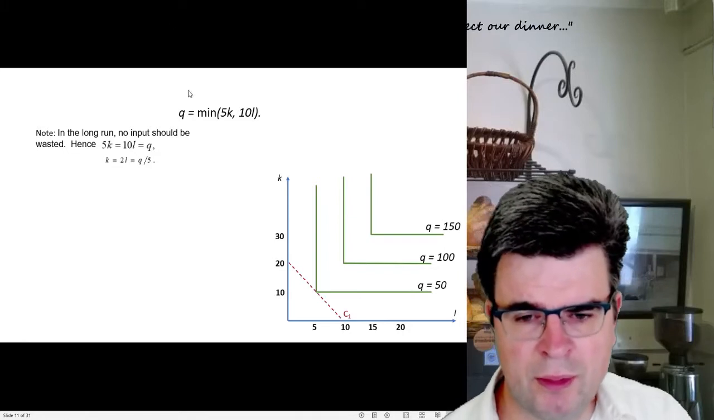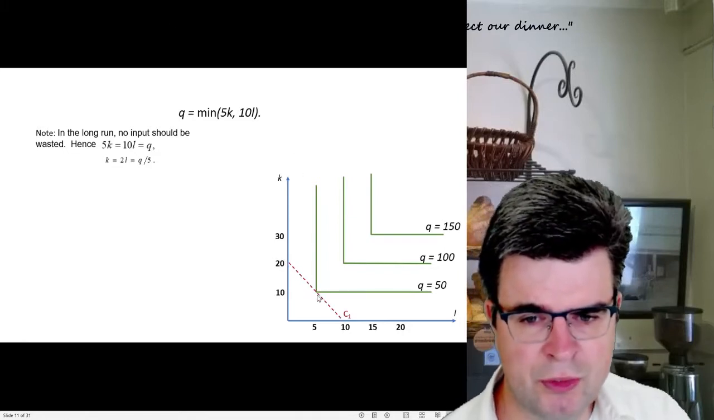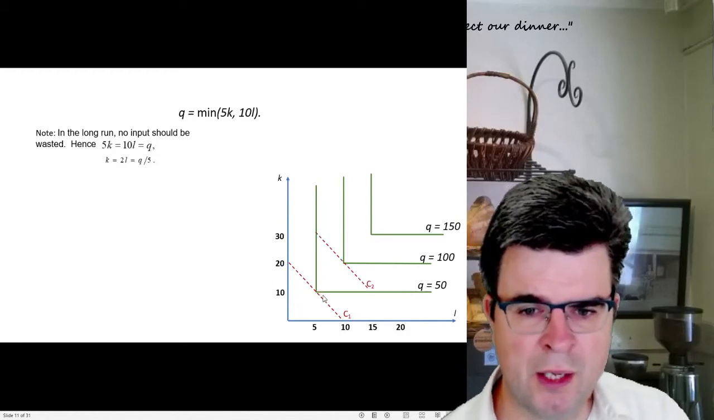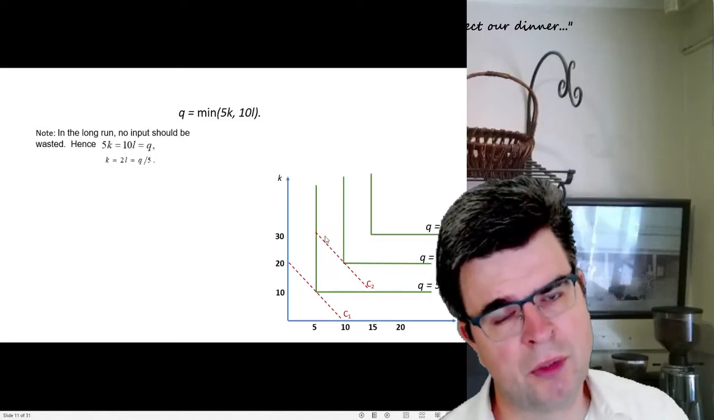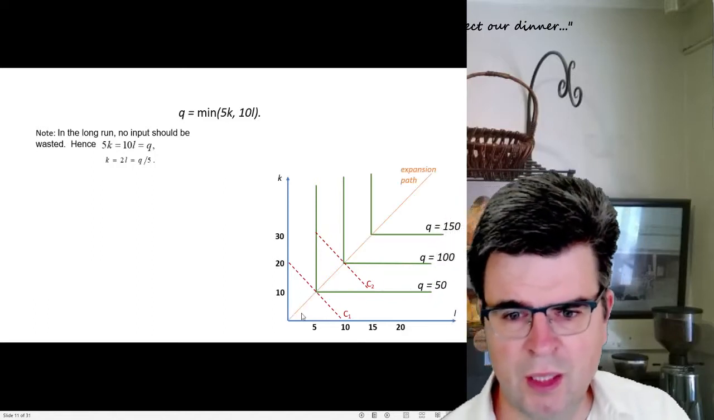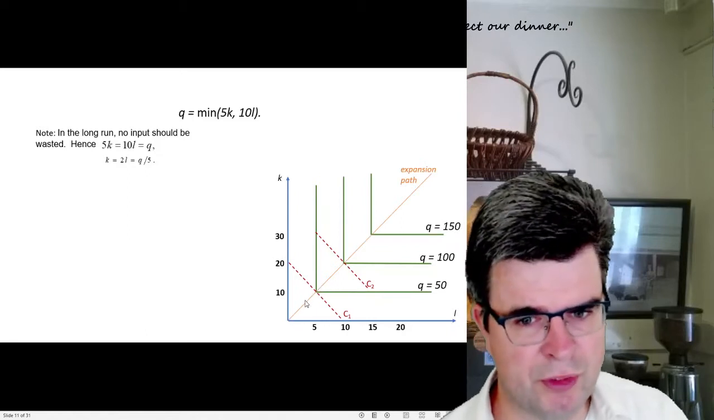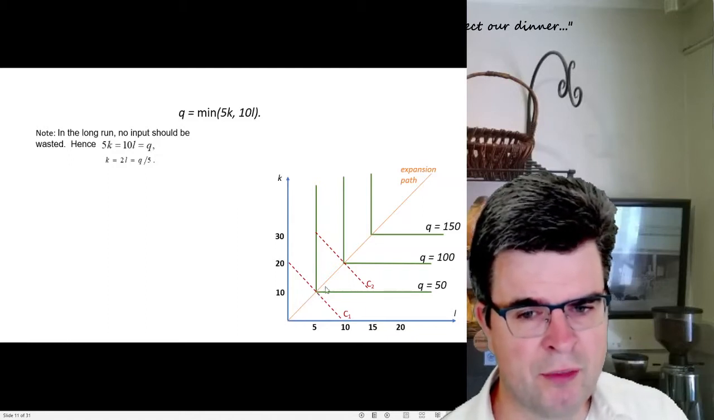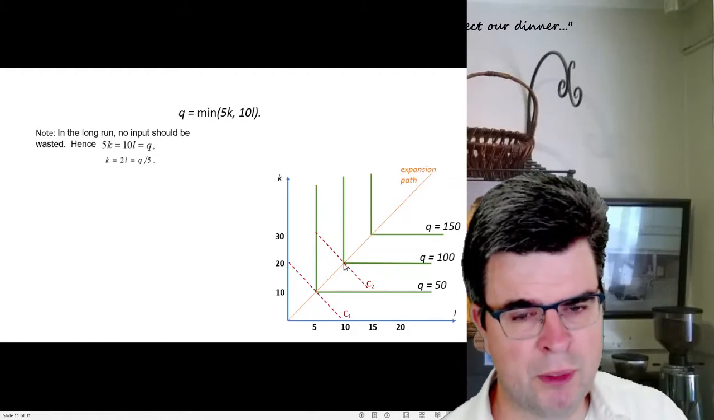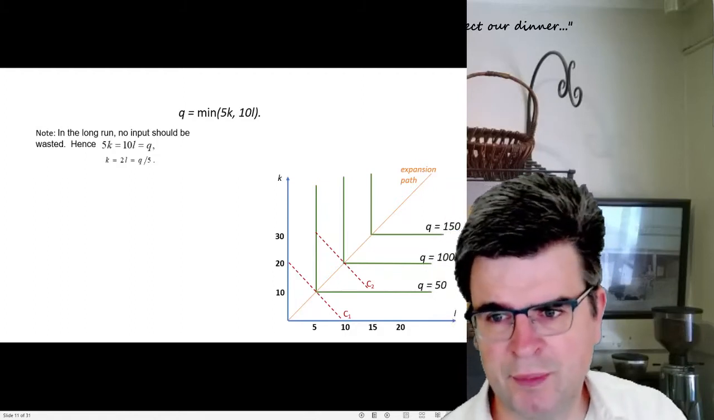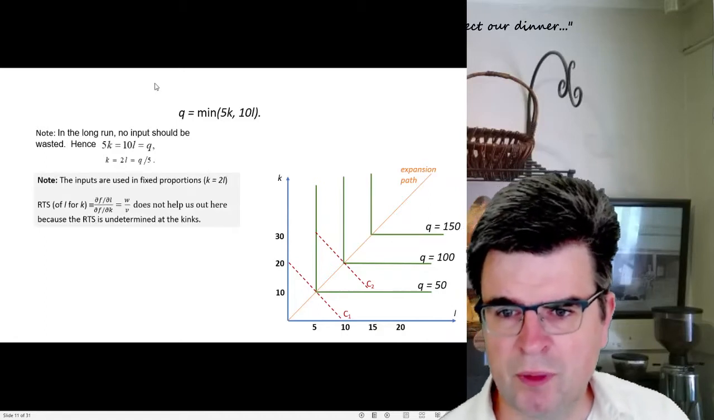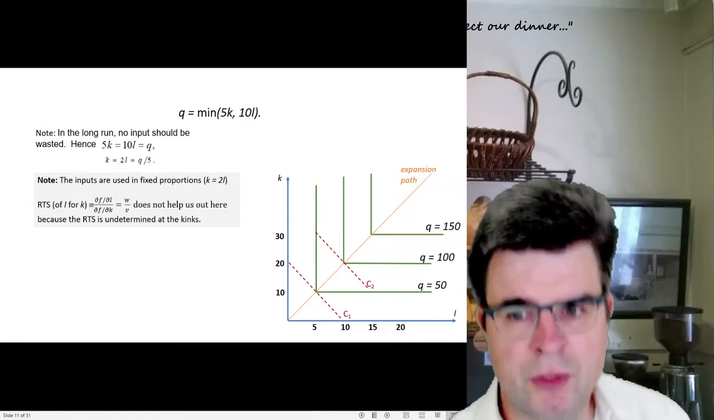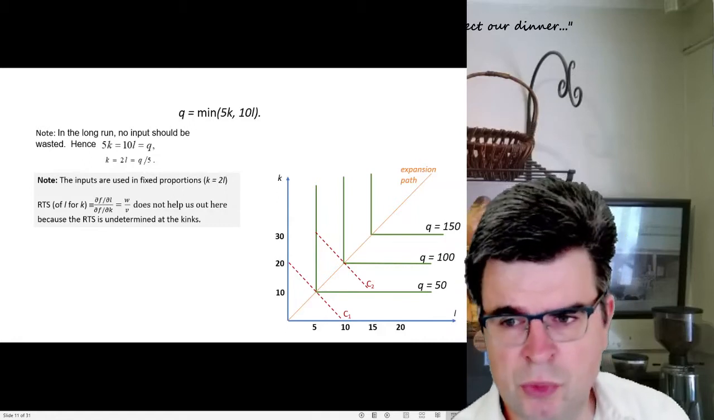So important, the cost function is minimized at the kink. That's the lowest cost at which you can produce the given production of Q. So the expansion path of this type of production function simply starts in the origin and then it's a straight line right through all the points where the isoquants have a kink. Important note: realize that for this type of production in the long run, inputs are used in fixed proportions. Here the ratio is 2:1.